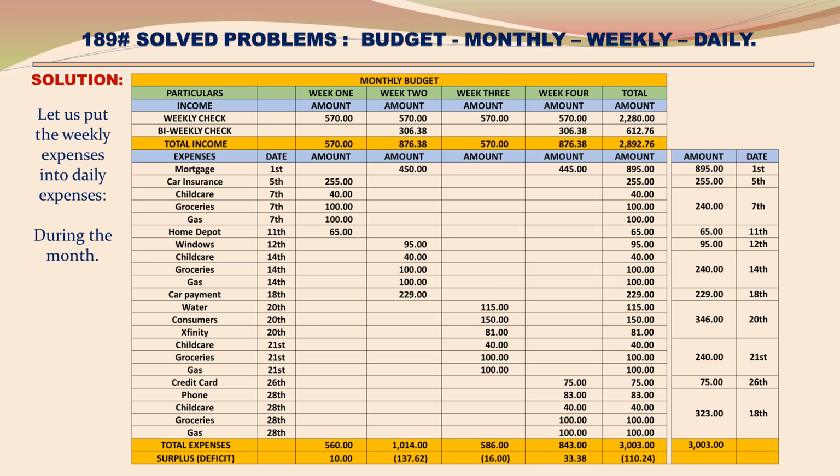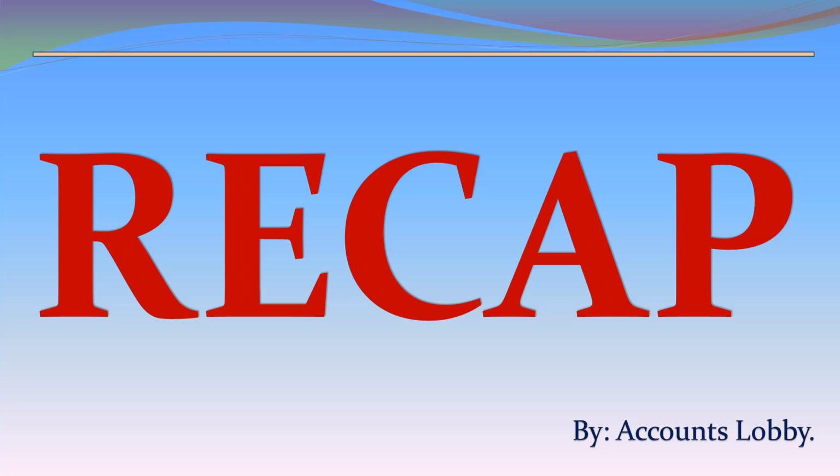On 26th 75 for credit card. On 28th 323: phone 83, child care 40, groceries 100 and gas 100. Total 323 to be paid on 28th. Total expenditure for the month 3003. Recap.